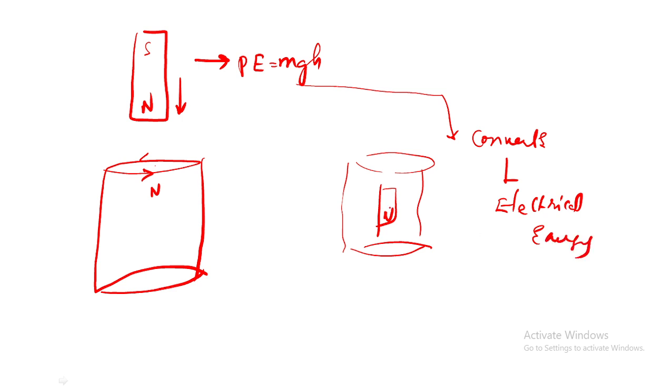Again, whenever the magnet reaches the ground, this electrical energy converts into Joule's heating effect.